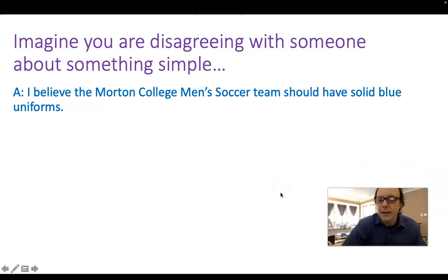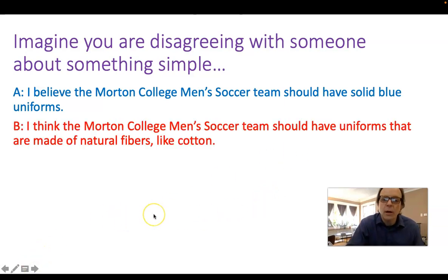Imagine you're disagreeing. We just had a disagreement recently, let's say. A couple of people, I was talking to, let's say, the soccer coach at Morton College. And I said, I think really, Morton College's soccer team, the men's soccer team in particular, should have solid blue uniforms. I mean, that's what I'm thinking. And then this other friend who was with me, he said, you know, I think Morton College men's soccer team should have uniforms that are made of natural fibers like cotton. I said, yeah. So I'm back to A, right? I'm A, he's B. I disagree. Blue is much better, I say. Blue is better than cotton.